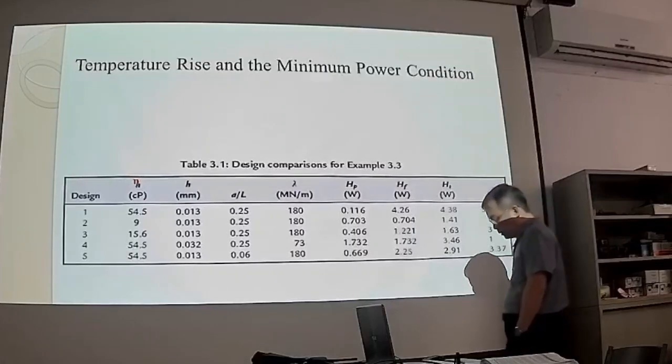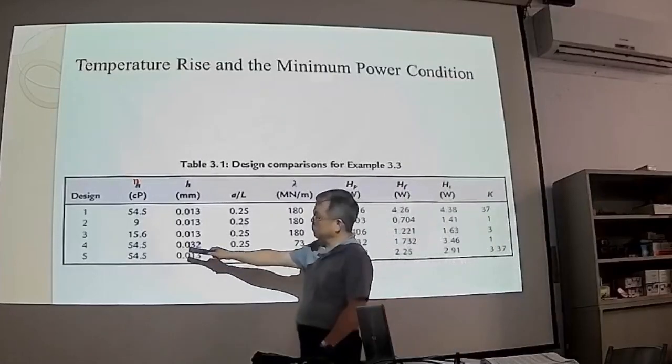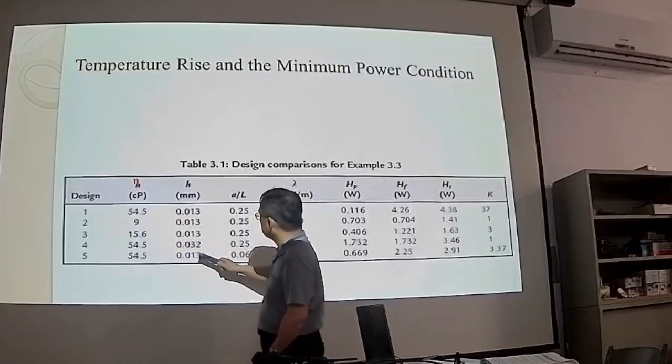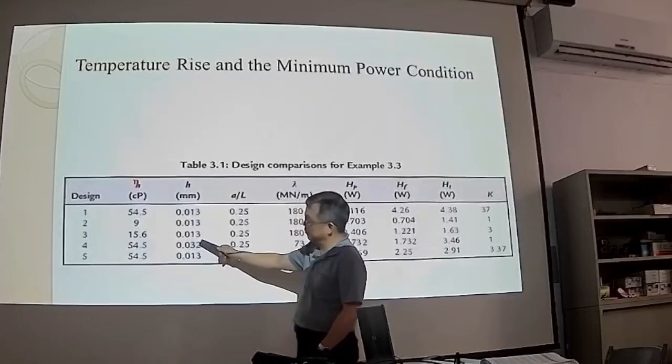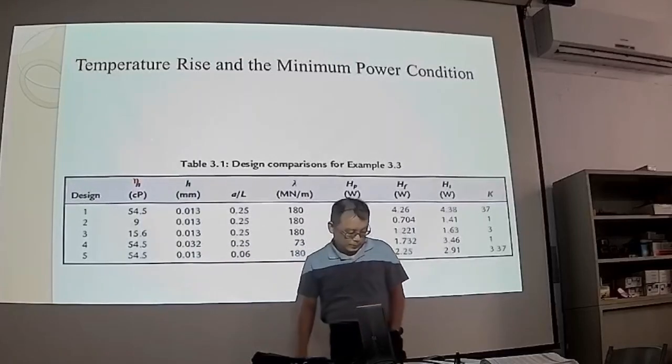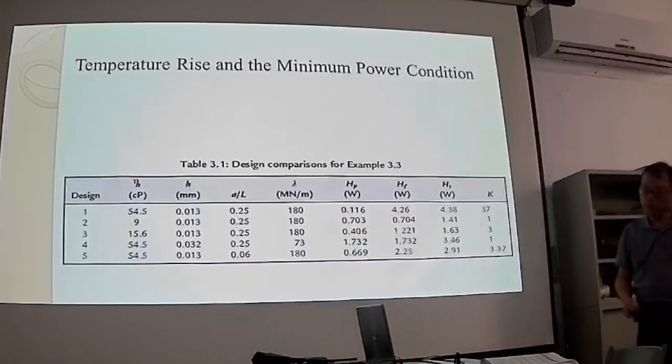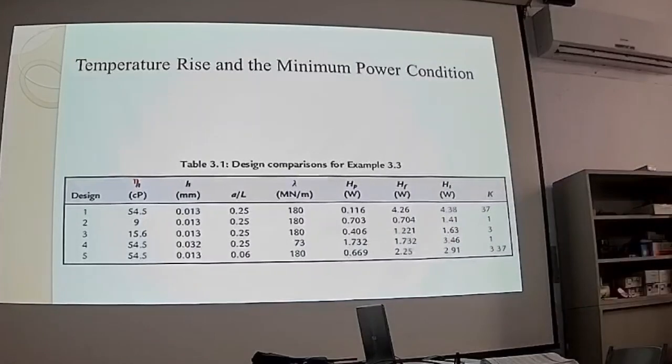And then number four, compared to number one, the difference is the clearance, the bearing film gap thickness. Okay. So we increase the film thickness from 13 micron to 32 micron. So the stiffness dropped significantly. So this one is 180. Here is only 73.